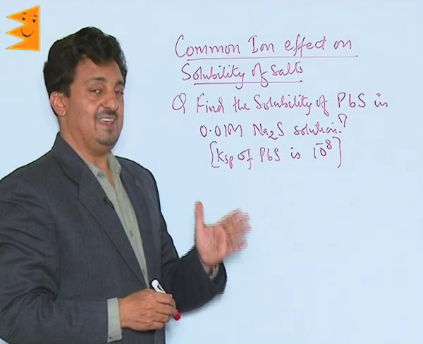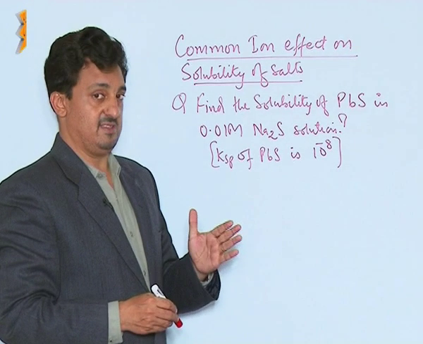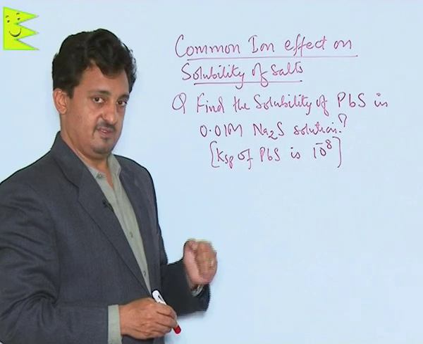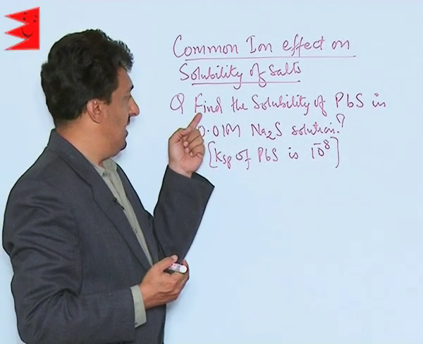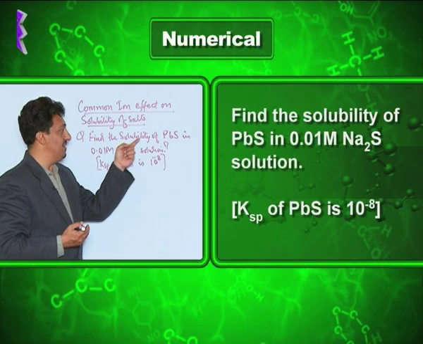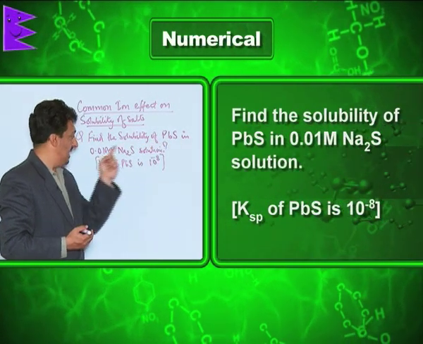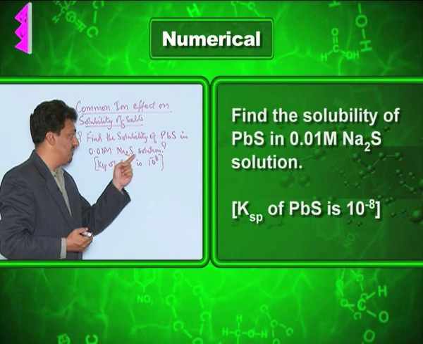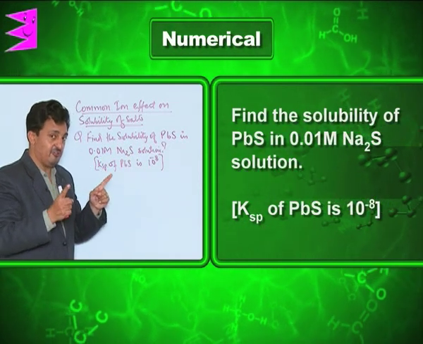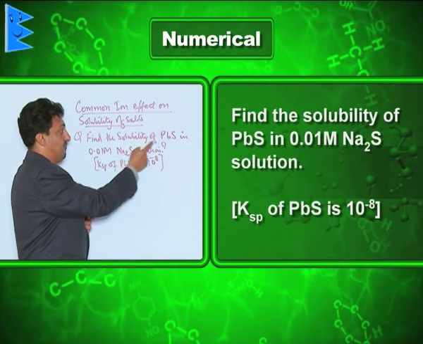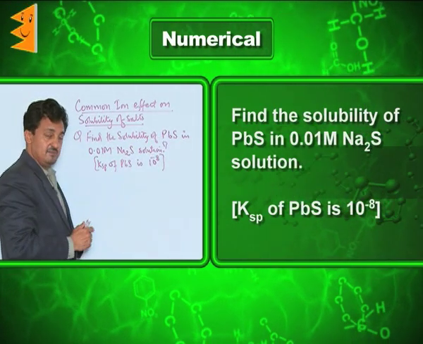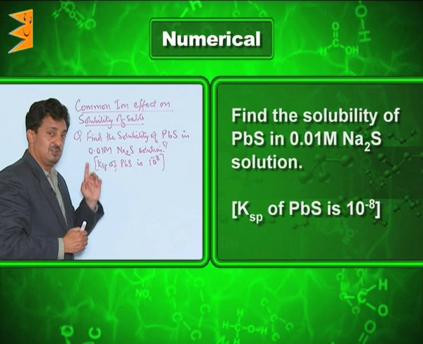Now let us understand the effect of the common ion effect on the solubility of salts. The example can be explained by giving a numerical: find the solubility of lead sulfide in 0.01 molar sodium sulfide solution. See, this solution is already having sodium sulfide, and in this, what will be the solubility of lead sulfide? Ksp of lead sulfide is given to us.